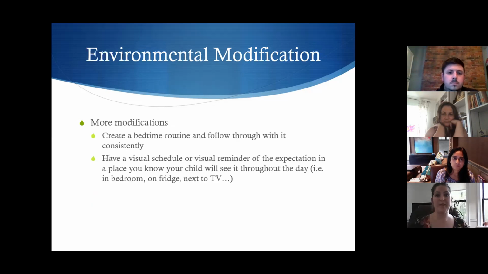Some more: creating a bedtime routine and following through with it consistently is going to be the most useful. Having a visual schedule or visual reminders in places around the house that your child will see, like on the fridge or next to the TV or on their bedroom door, almost like a visual reminder throughout the day. And it's very important to follow through with what you say. If you say TV is done at 7 o'clock, TV should be done at 7 o'clock, and begin to hide the remote, turn off the Wi-Fi, begin that process.